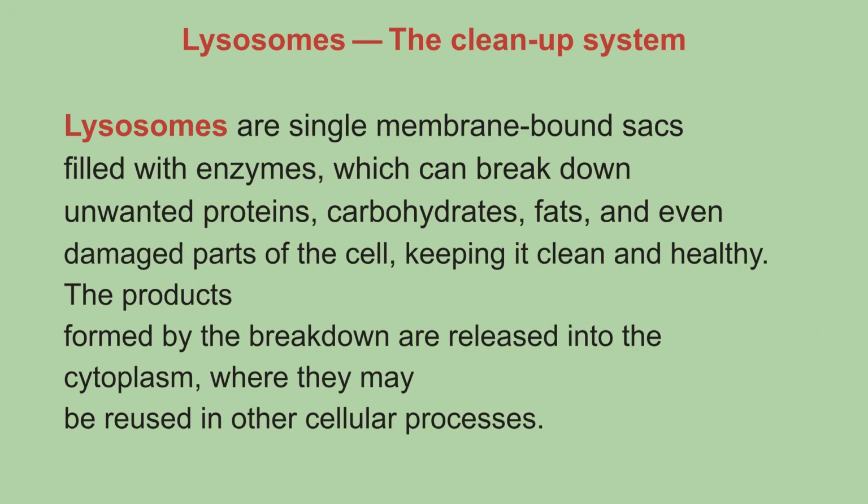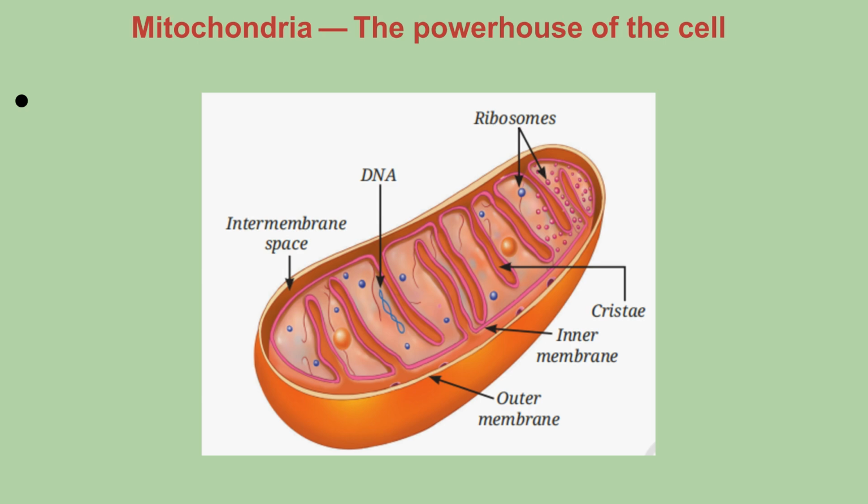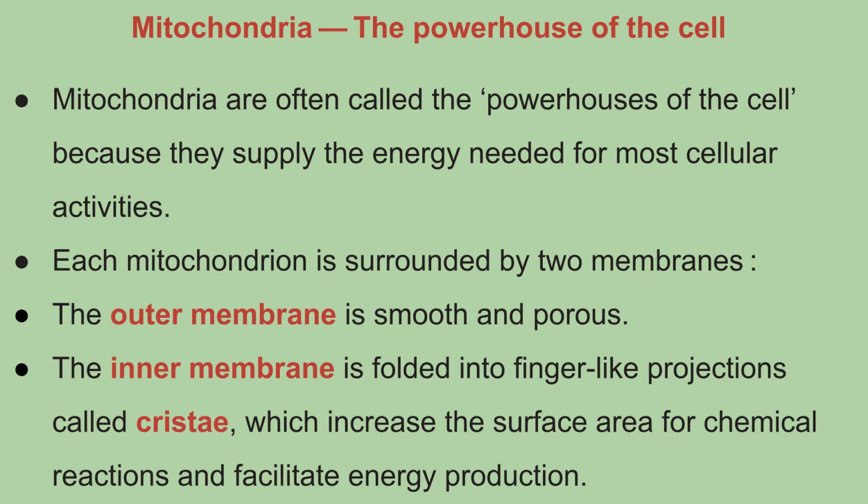Lysosomes are the cell's cleanup system. They are single, membrane-bound sacs filled with enzymes. These enzymes break down unwanted molecules and damaged cell parts, keeping the cell healthy. The resulting products are often reused in other cellular processes. Human sperm cells contain lysosomal enzymes that help break down the outer layer of the egg, enabling fertilization.